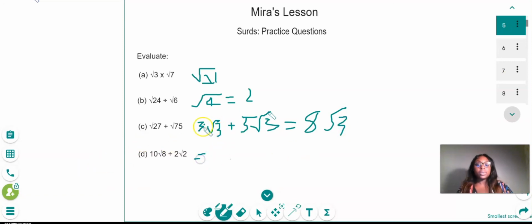Next, we have a division question which says 10 root 8 divided by 2 root 2. So we can do 10 divided by 2, because these are the numbers on the outside. So 10 divided by 2 gives us the answer of 5. And then dividing the numbers on the inside, we have root 8 divided by root 2, which will give us the answer of root 4.